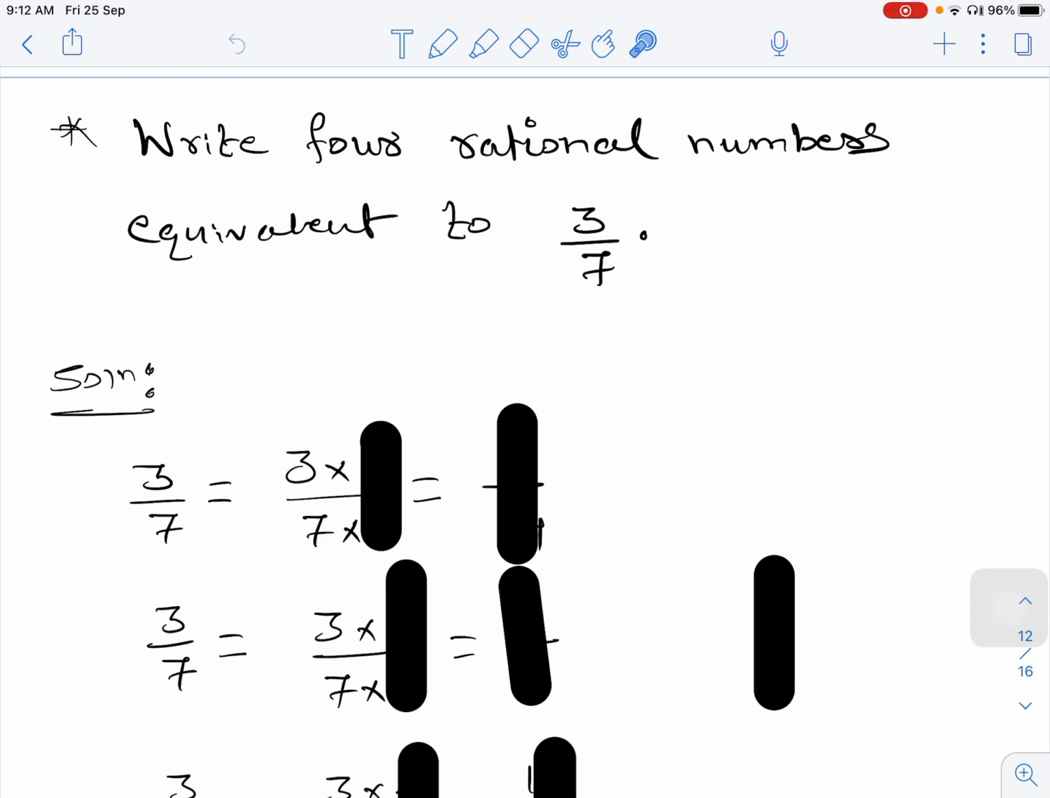Now, our original number is 3 upon 7. We want to find 4 rational numbers which are equivalent. So, a very simple method is there. We will write first both the numbers 3 into, 7 into. Then first, we have to multiply it by 2. Okay, so now numerator is also multiplied by 2, denominator is also multiplied by 2. Make sure both numerator and denominator should be multiplied by the same number. Okay, so our first equivalent rational number is now 3 twos are 6, 7 twos are 14.